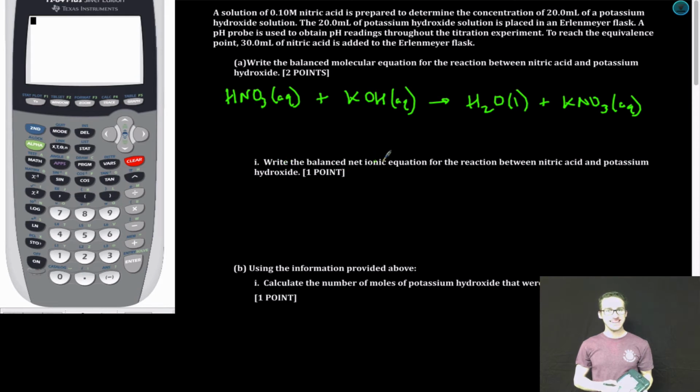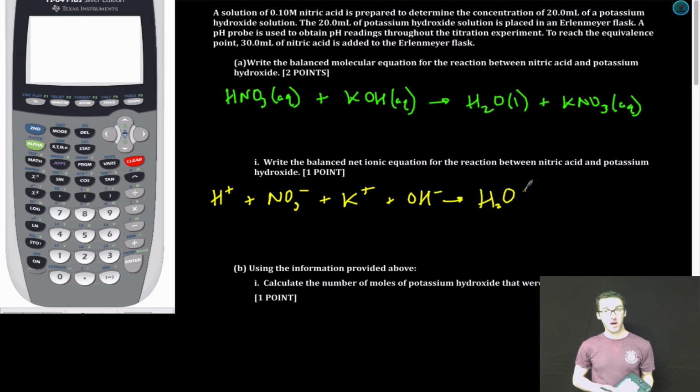Subpart I. Write the balanced net ionic equation for the reaction between nitric acid and potassium hydroxide. Nitric acid, one of my strong acids, is going to completely ionize into hydrogen ion and nitrate ion. Potassium hydroxide is going to completely ionize into potassium ion and hydroxide ion. Water is a liquid. That is going to stay together as H2O. And then potassium nitrate, a highly soluble salt, is going to ionize into potassium ions and nitrate ions.